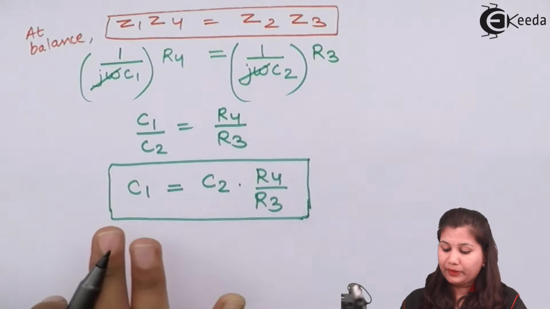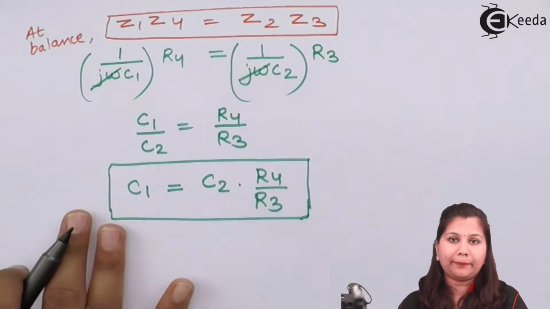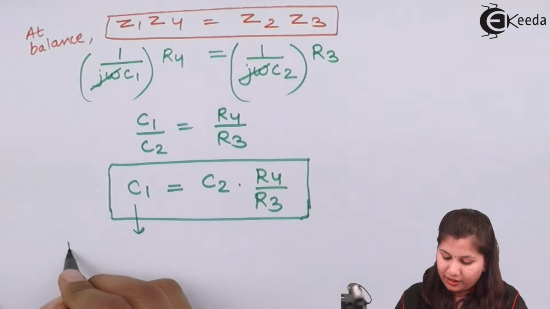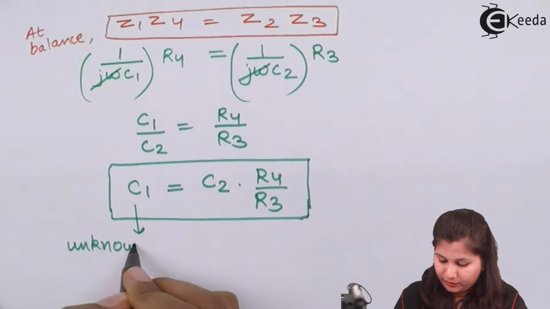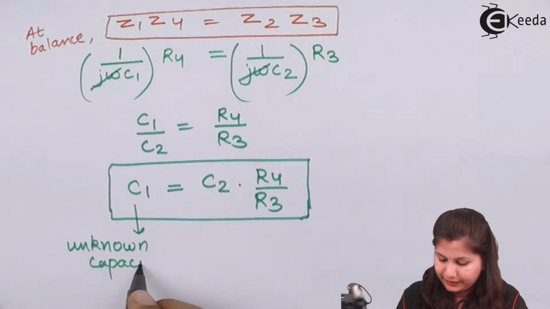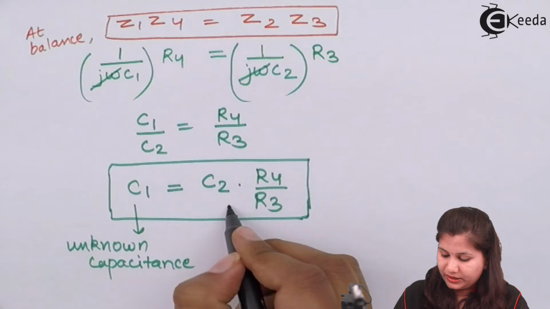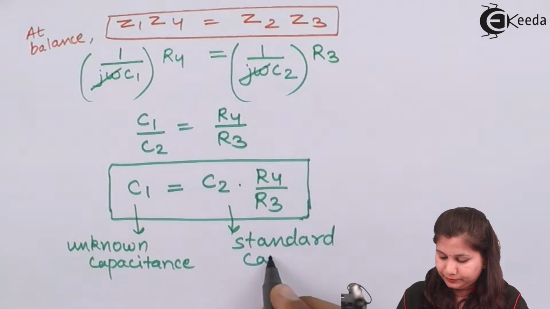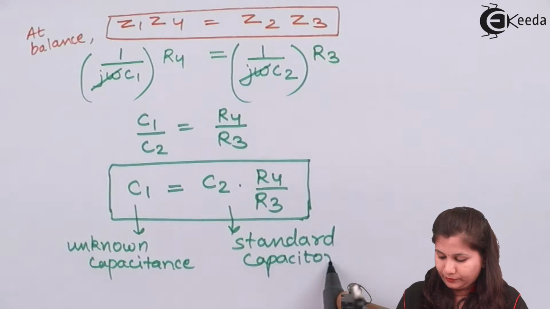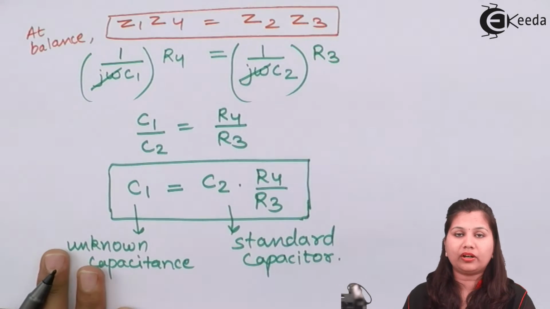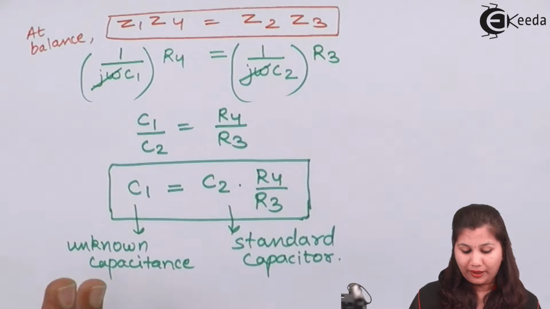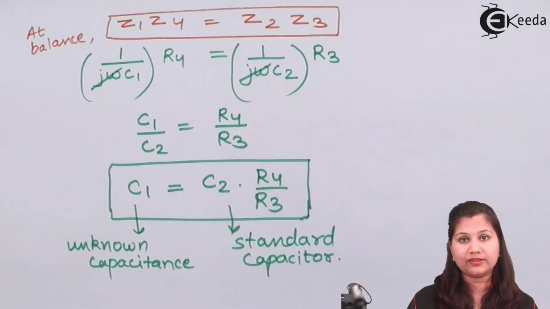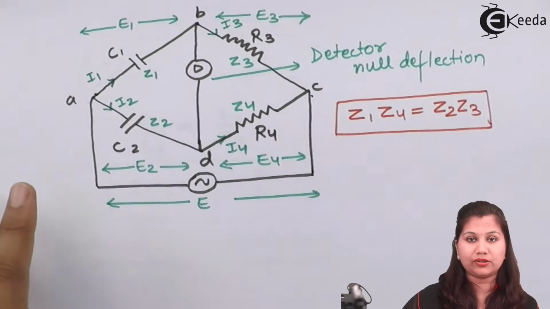Okay, so this is how we can measure the value of the unknown capacitor in terms of a standard capacitor. C1 is our unknown capacitance and C2 is our standard capacitor. Now in this D-Sauty bridge, you have seen that this is a very simple bridge. You can easily find out the value, and also the circuit is very easy for this D-Sauty bridge.